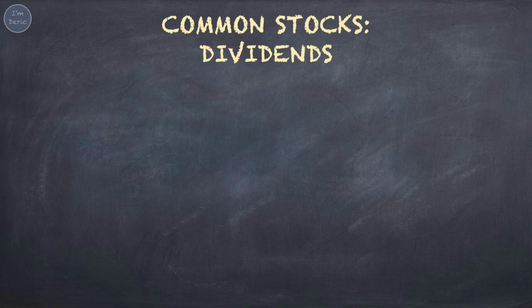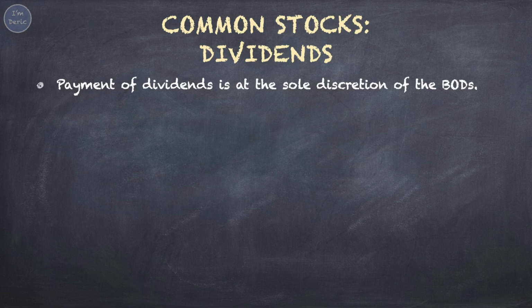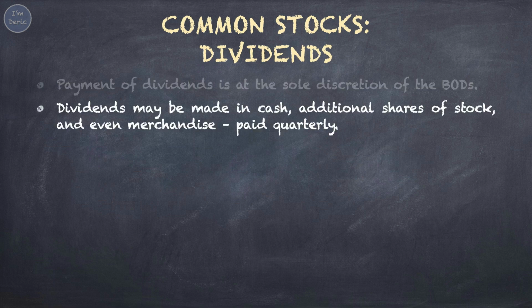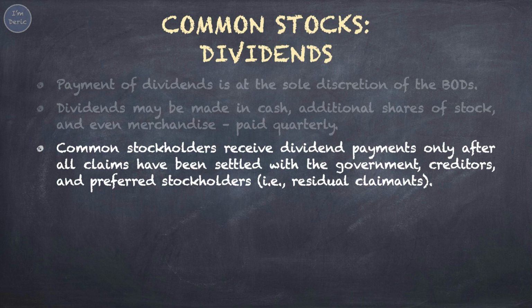Dividends are important for many shareholders, which represents the current income of the common stock investments. However, payment of dividends is at the sole discretion of the BODs. Dividends may be made in cash, additional shares of stock, and even merchandise. Usually, they are paid quarterly. Common stockholders will receive dividend payments only after all claims have been settled with the government, creditors, and preferred stockholders. That's what we call residual claimants.